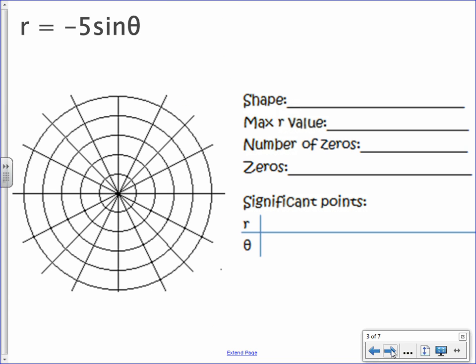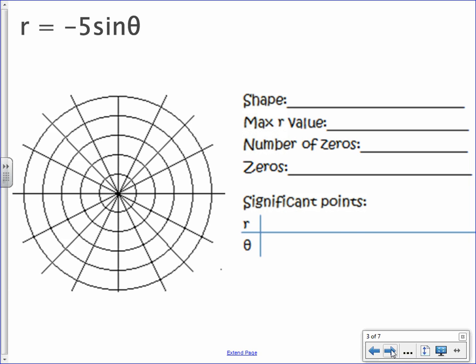So as part of your worksheet, I will ask you to graph a circle, okay? And this is what your worksheet is going to look like anytime you graph an equation for me. I'm going to ask you for what kind of shape it's going to be, the max r value, so what's the maximum distance from the pole, how many zeros, what are the zeros, and then you're going to list some points for me, okay? When I say zeros, what do you think that's going to mean?